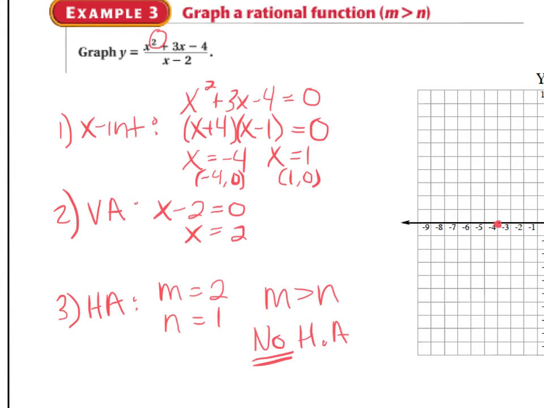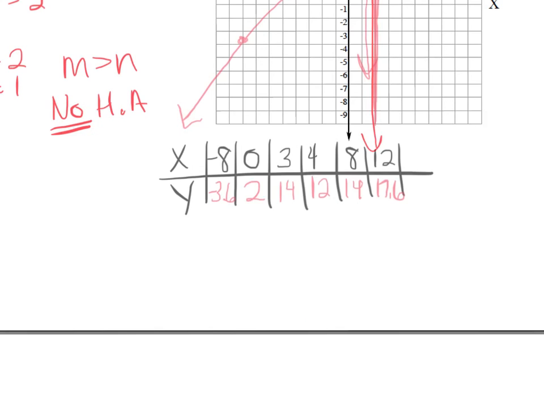It's important to say no or none if something doesn't exist. You don't want to say 0 because then it's implying that there's a horizontal asymptote at y equals 0. So be very careful with using the number 0 versus words like none or no. Alright, well that's not very helpful there if we have no horizontal asymptote.